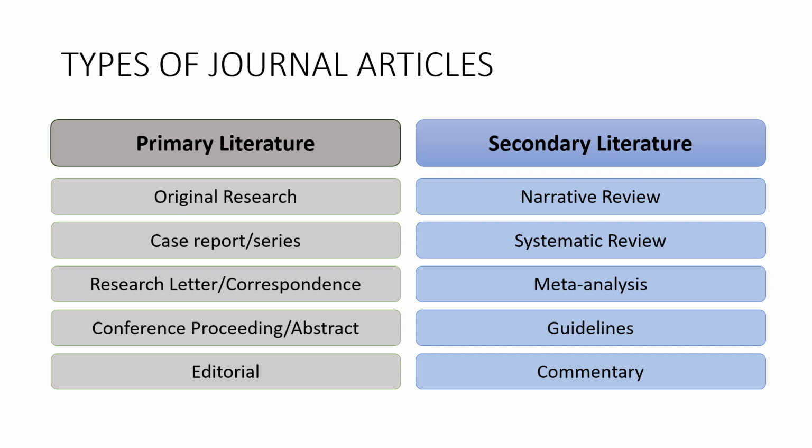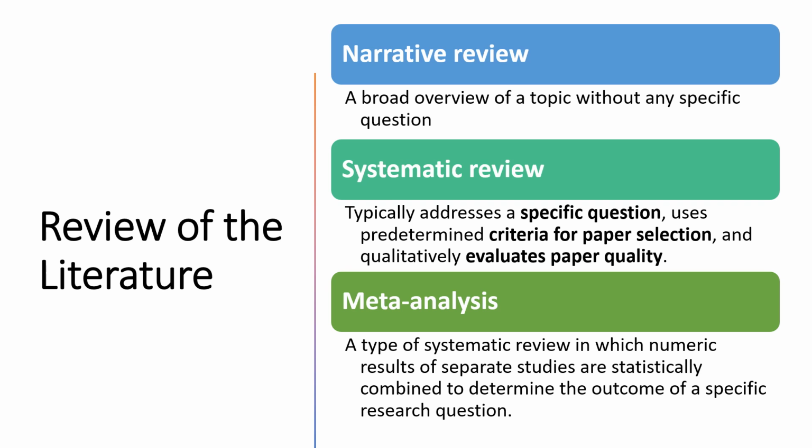Secondary literature includes a group of publications, mainly review articles. Review articles can be classified into narrative reviews and systematic reviews, in which there is typically a specific question being tackled, predetermined criteria for paper selection, and some sort of evaluation of paper quality. Meta-analysis is a type of systematic review in which numeric results from each of the included studies are combined and statistically processed to come out with a new mathematical result.